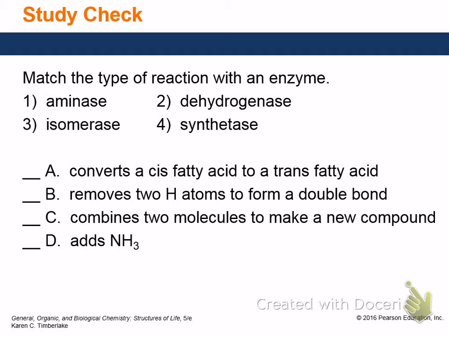So when you look at the names, you can kind of guess at what it's doing, right? This is the whole point of the slide. You don't know a lot of these, right? But if you break down the name, like isomerase, makes isomers, right? Changes isomers, so then you have to think it's cis and trans. So that's A, okay? Synthetase means literally to make new. So you're going to make a new compound out of that. So that would be C.